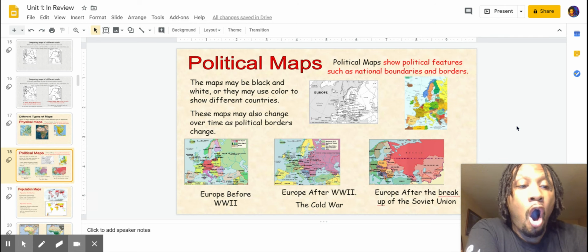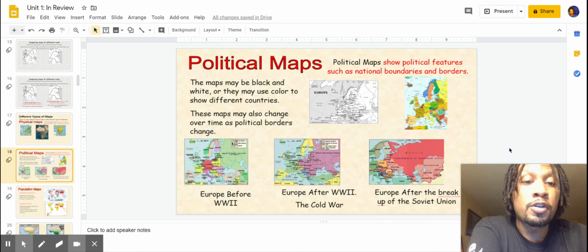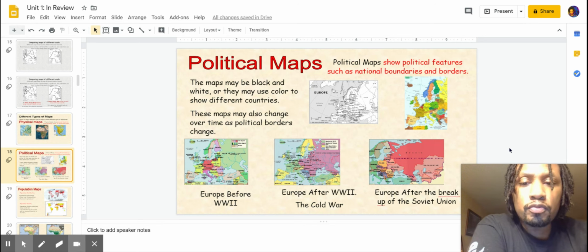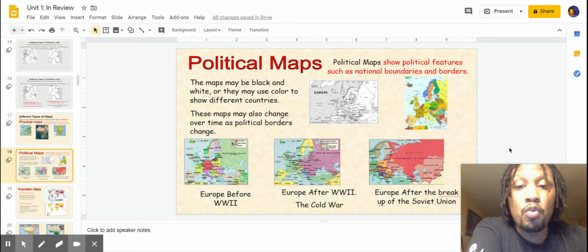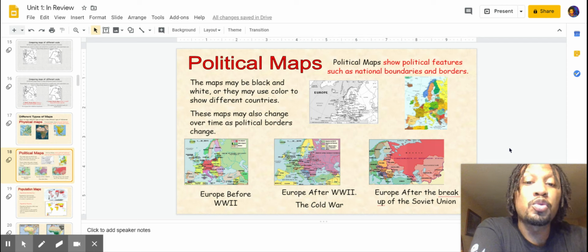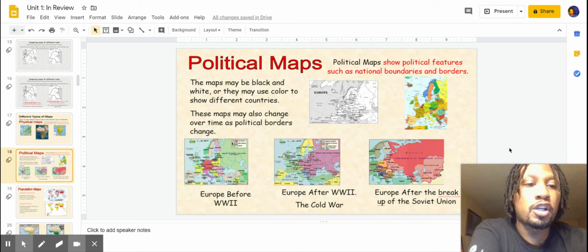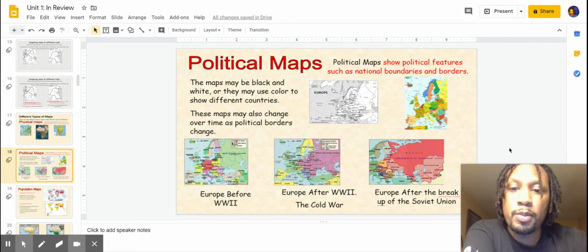And all countries have borders. How else are you going to defend yourself unless you have borders? All right? So, we are going to learn about political maps. The maps may be black and white, or they may use color to show different countries. In other words, the color itself denotes that it is its own country. So if one country is purple, the next country next to it is red, those are two different countries. So, that should be self explanatory.